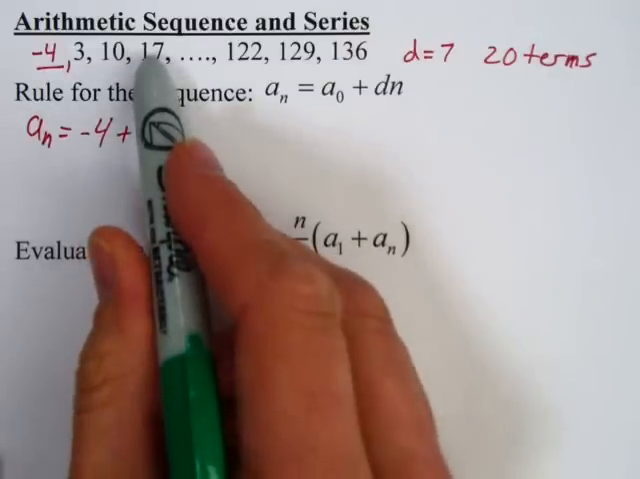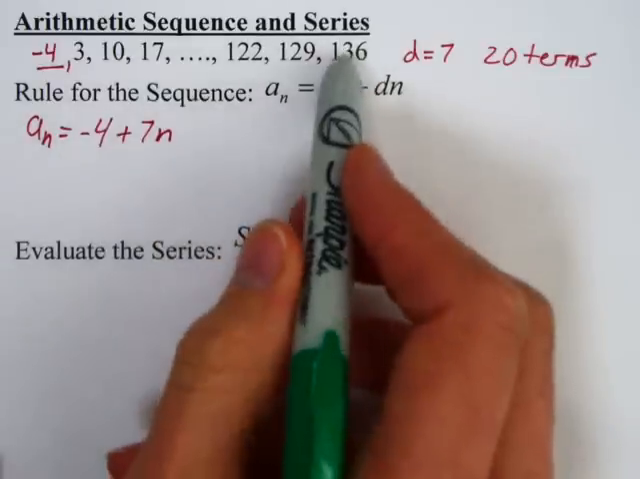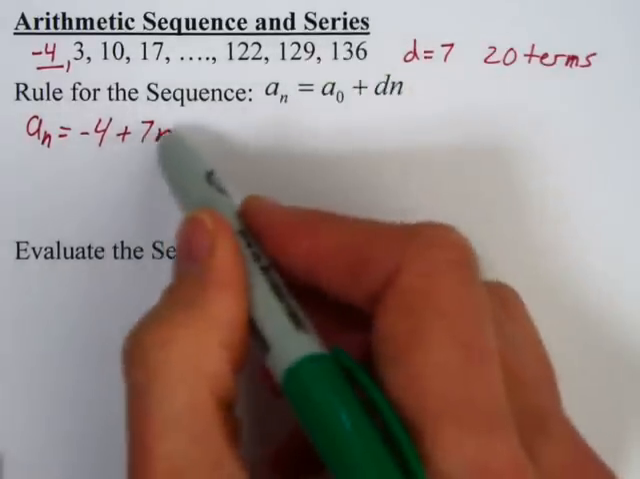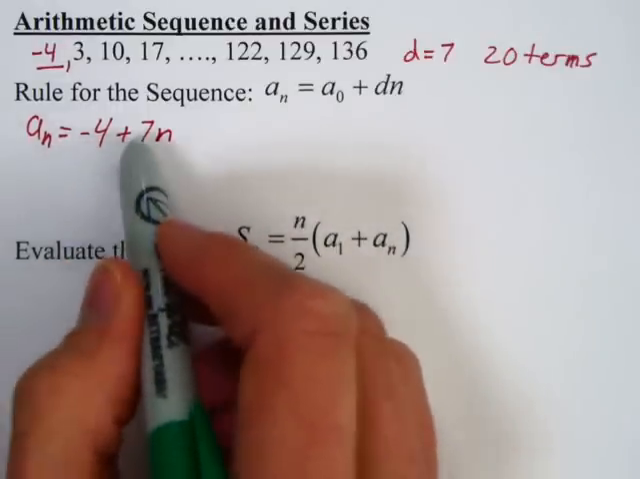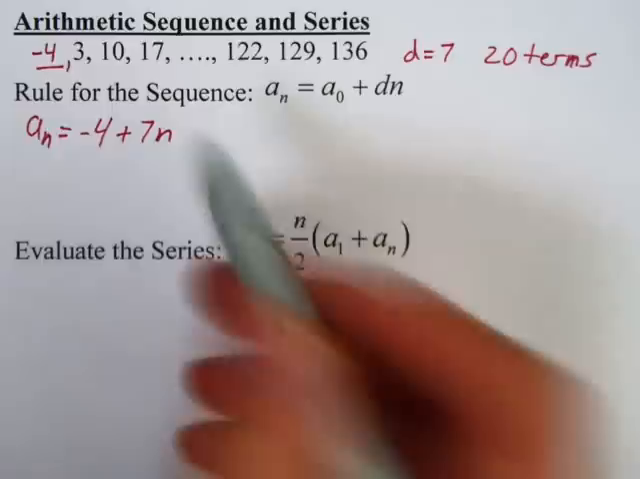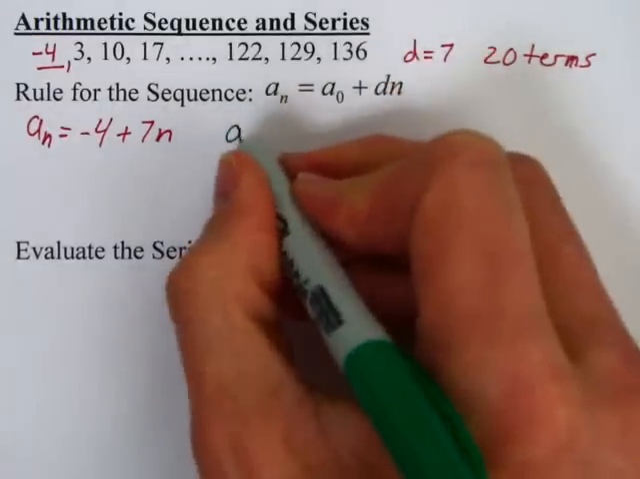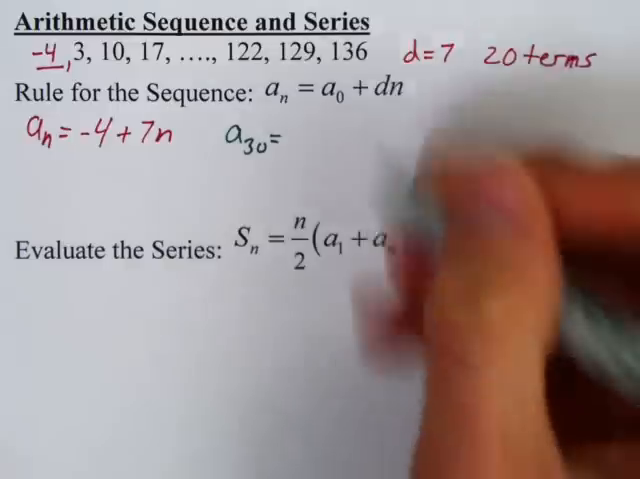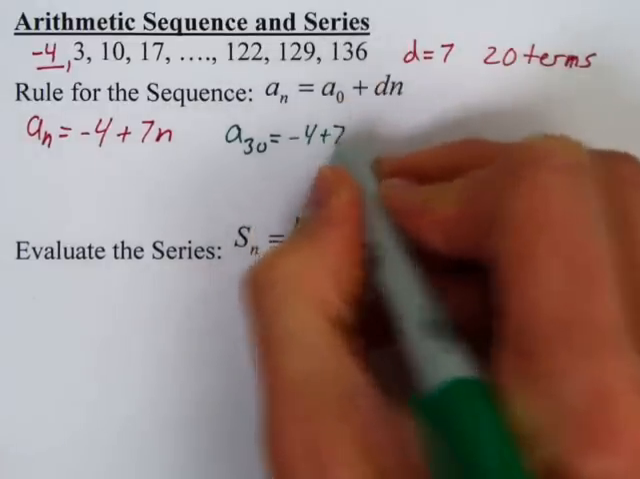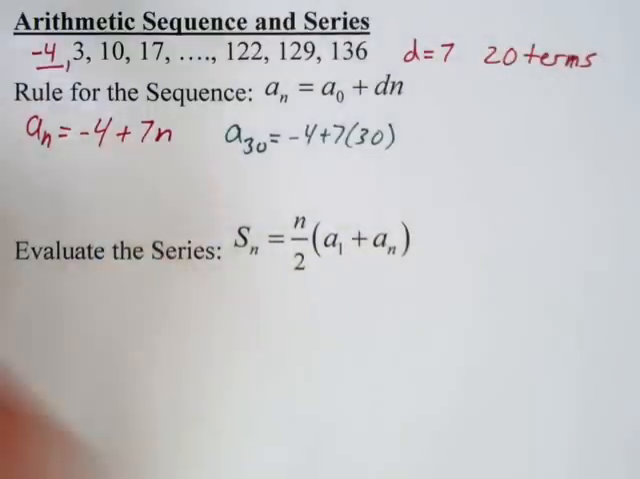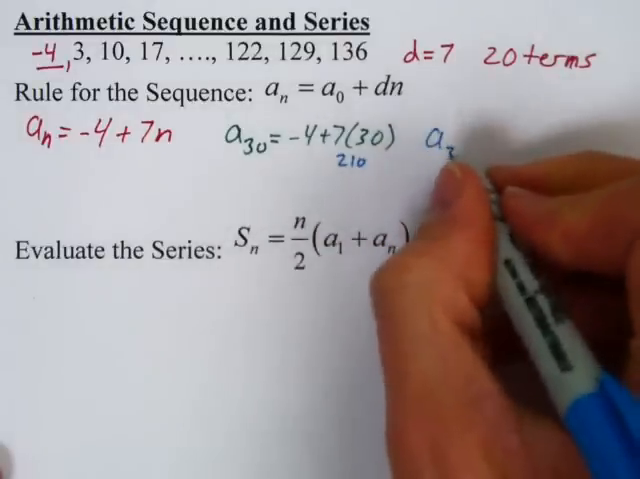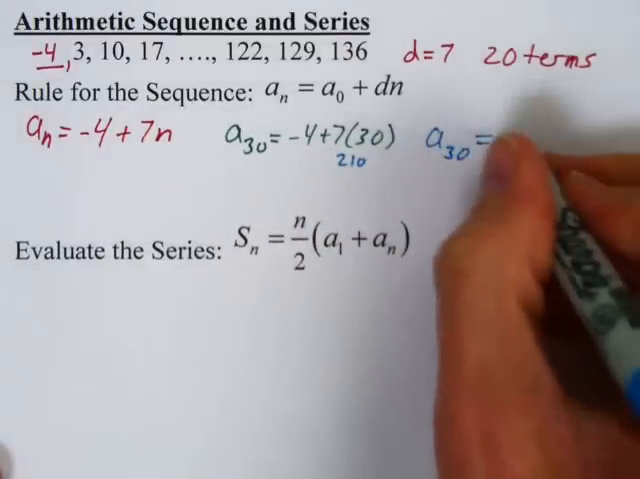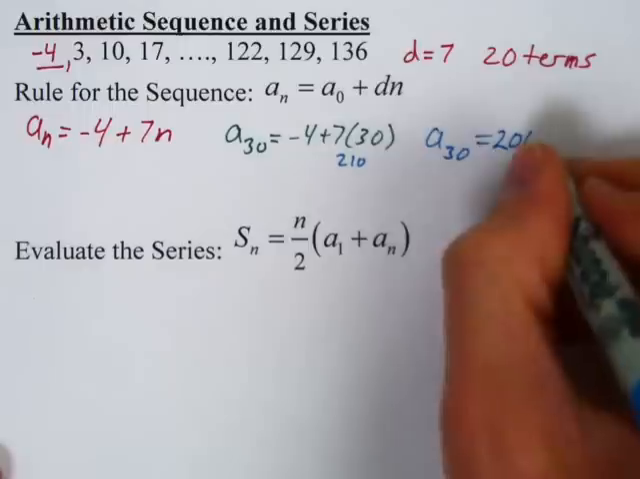I want the 20th term, same idea. You're adding 7 20 times. That's what this whole formula means. You're starting with the 0 term, the term before you started, and you're adding 7 n times. So again, say I wanted the 30th term. All you do is -4 plus 7 times 30. And when you plug that in, this becomes 210. So -4 and 210, so the 30th term looks like it's going to be 206. That's just a real cool way to do the rule, or the term generator.